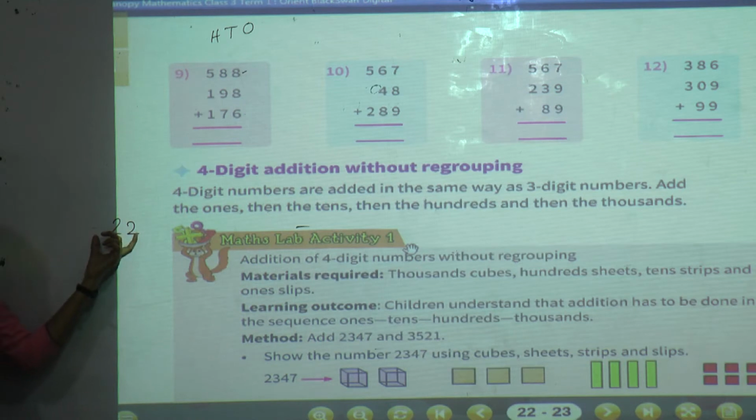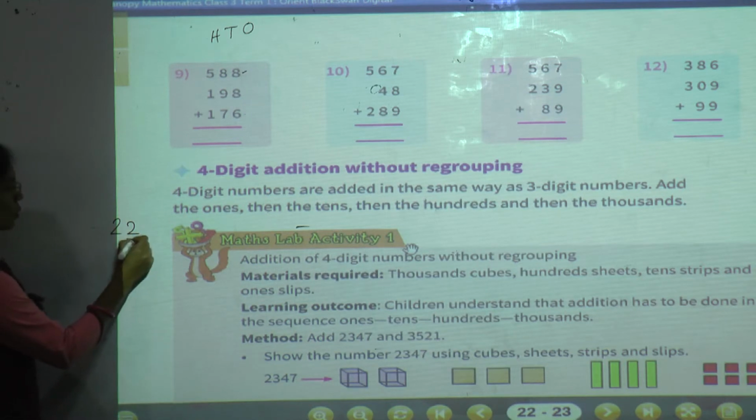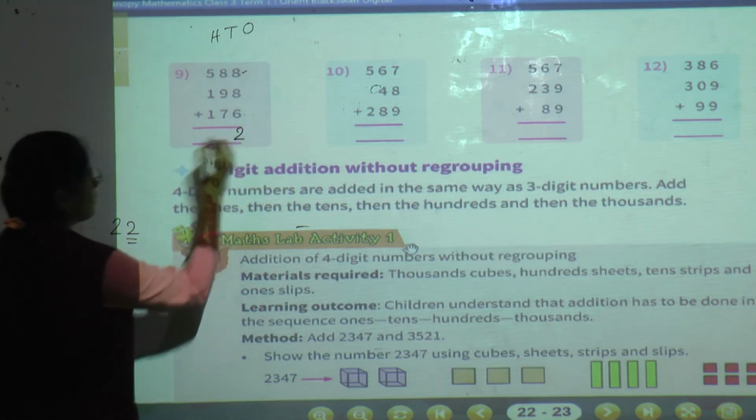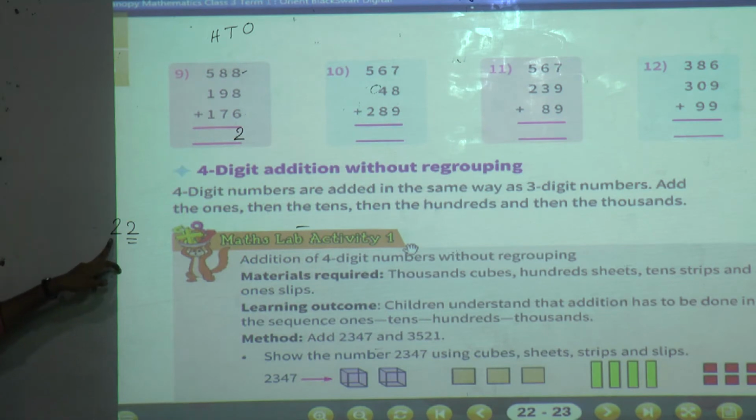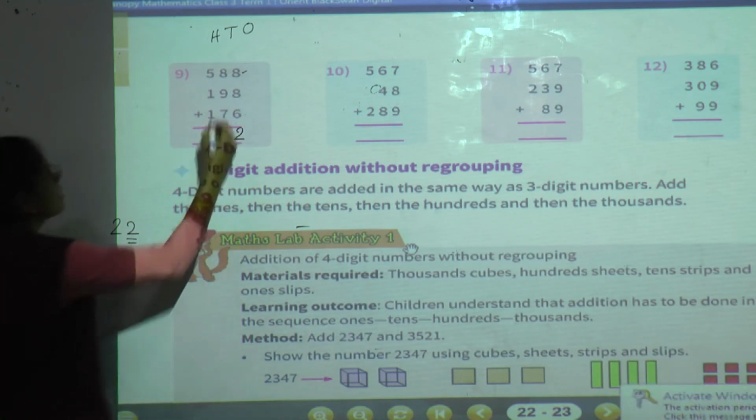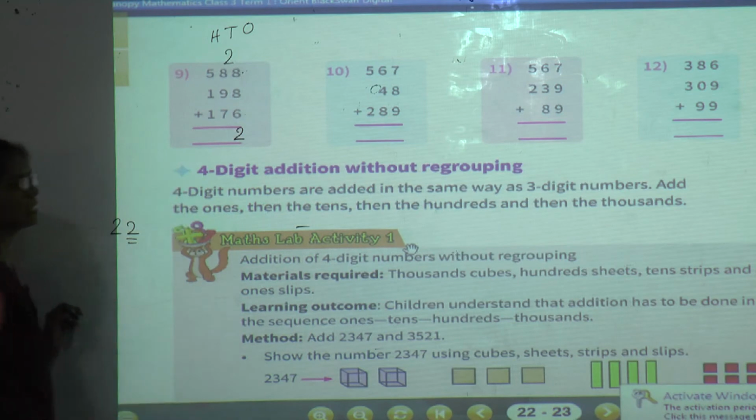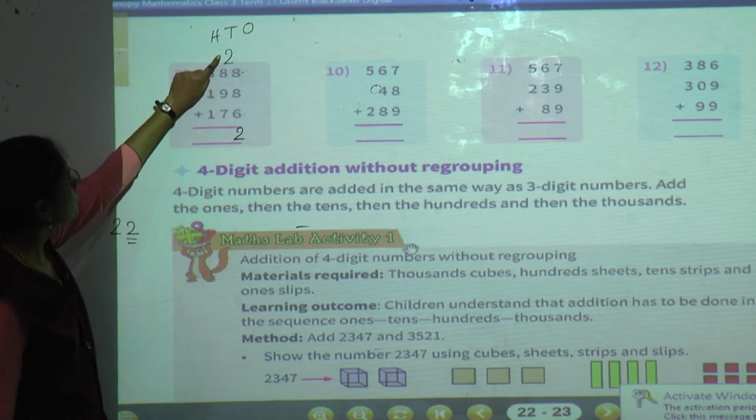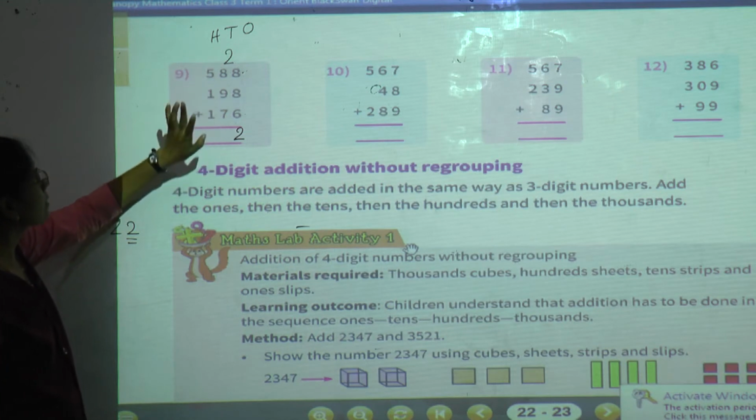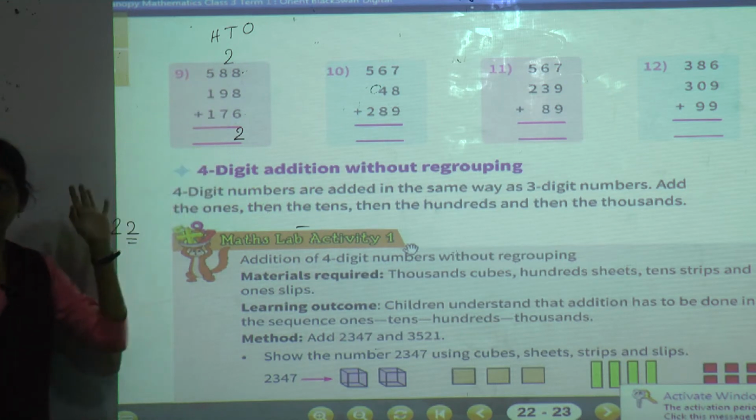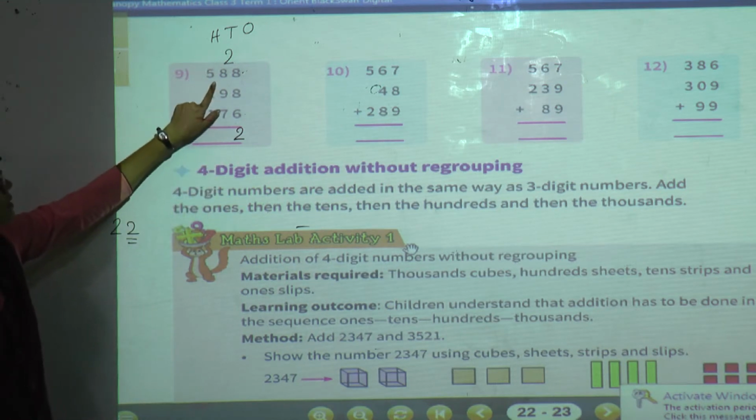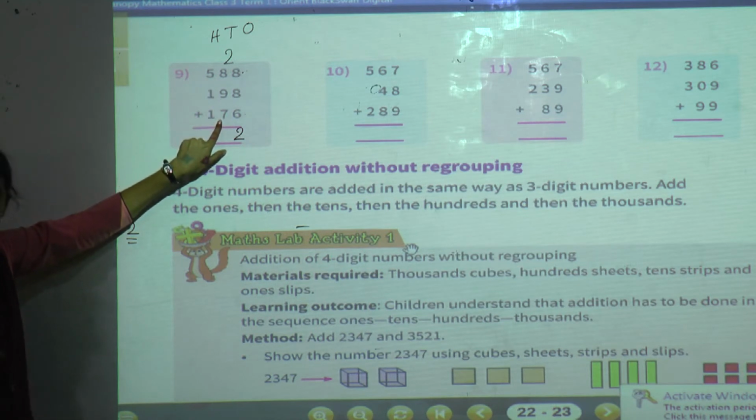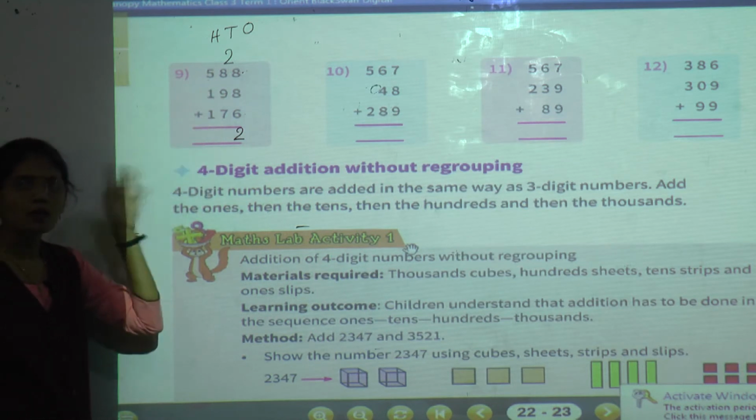Now see this 22. At ones place 2 is there. So we will write 2 here. Now here also 2 is there. This 2 we will give as a carry to the tens place. Okay. Now see, we have to add the tens place numbers. Here 4 numbers are there: 2 plus 8 plus 9 plus 7. These 4 numbers we have to add.